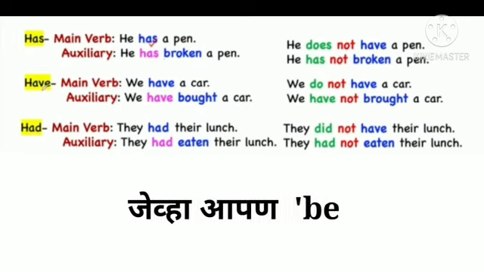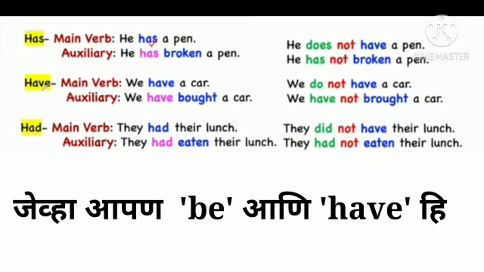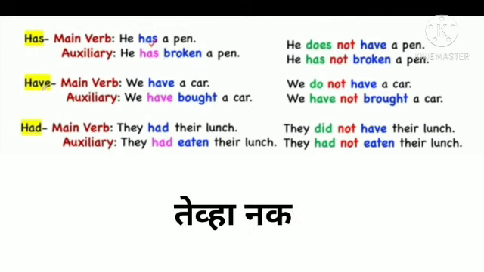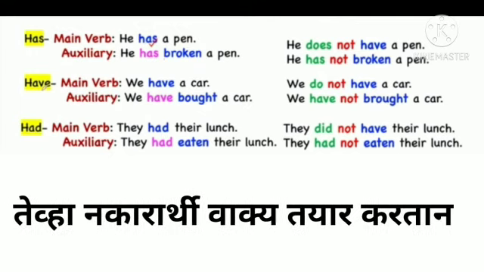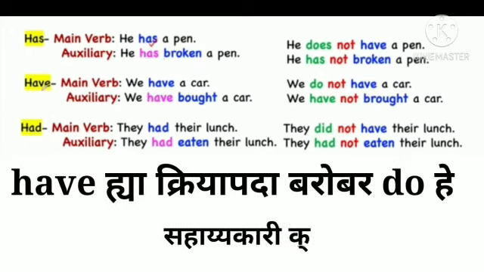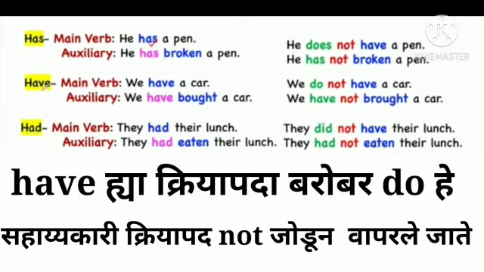Students, I have given here some examples. When you watch these examples carefully, you can understand that when we use have as the main verb, at that time when we frame or change the sentence to the negative, then we have to use the do's form and then we add not to it and frame the negative sentence.